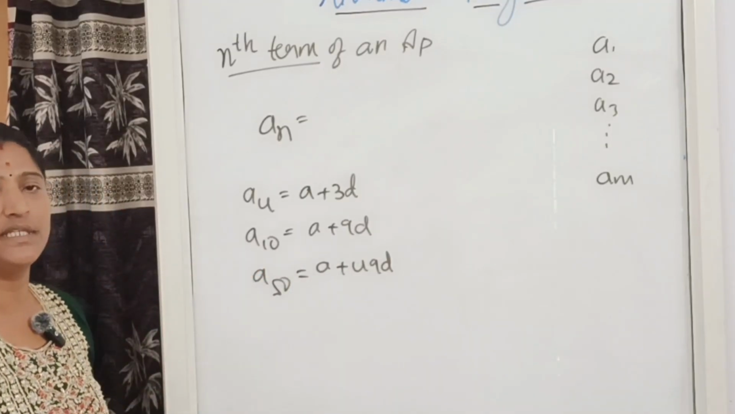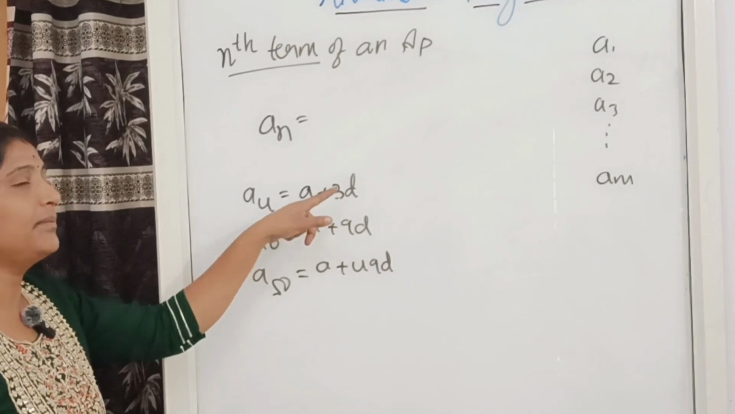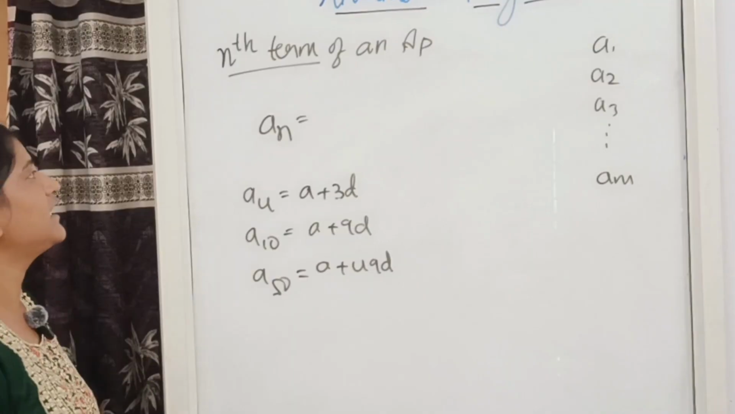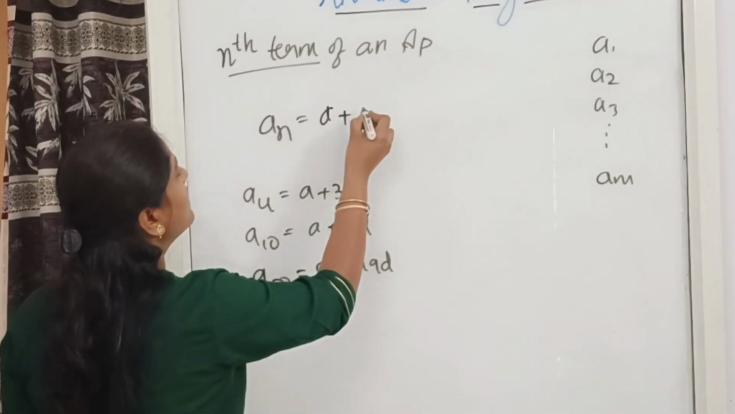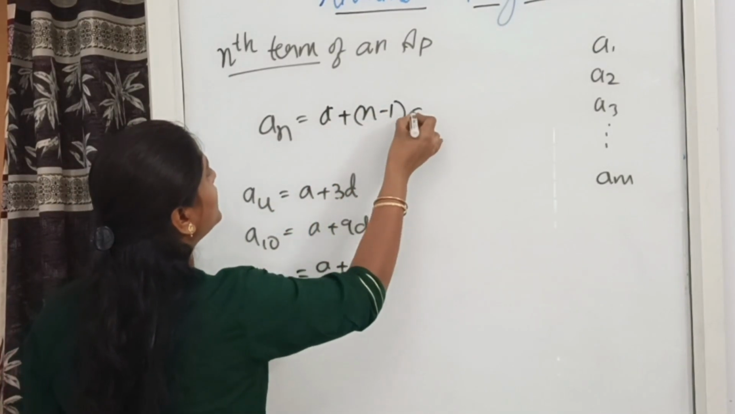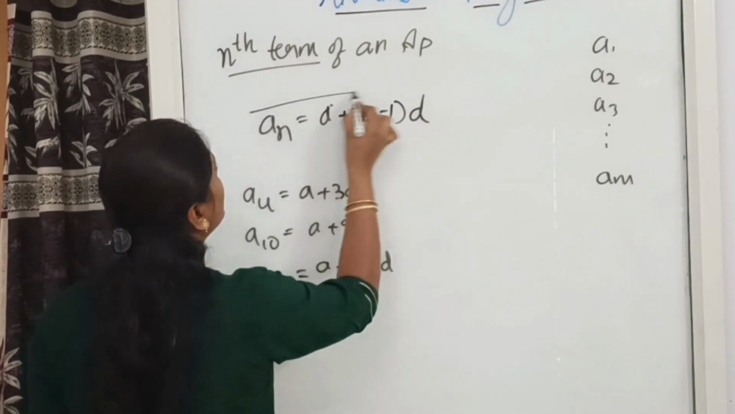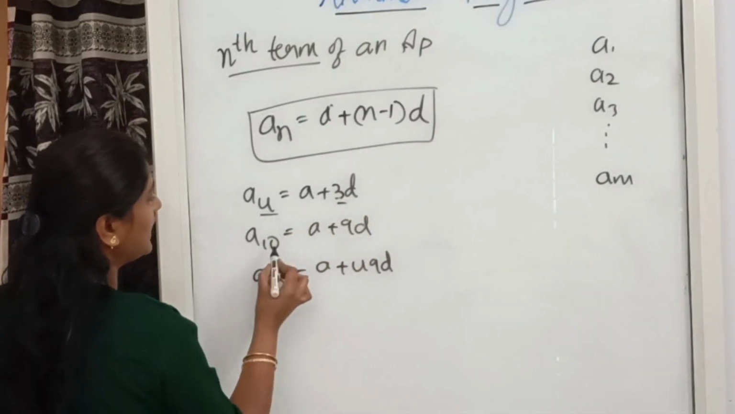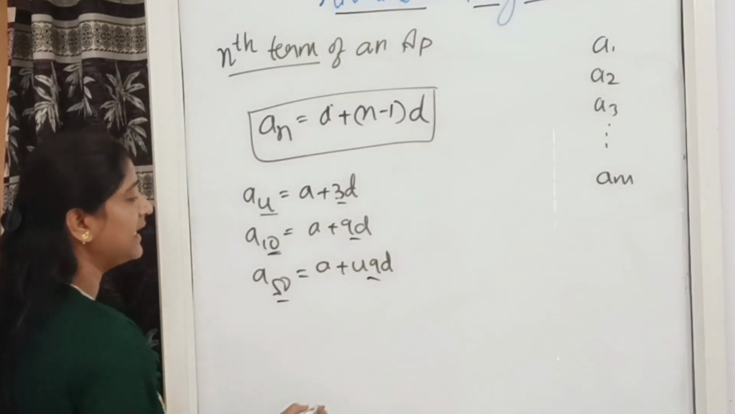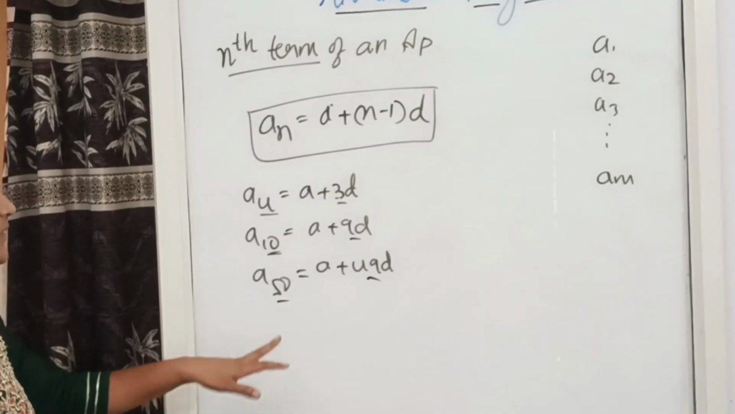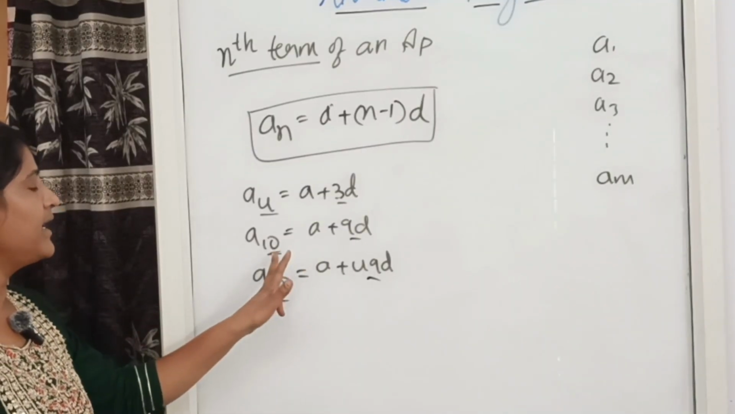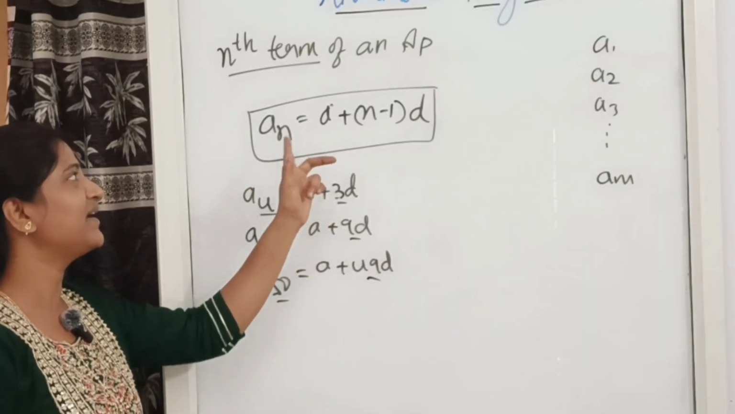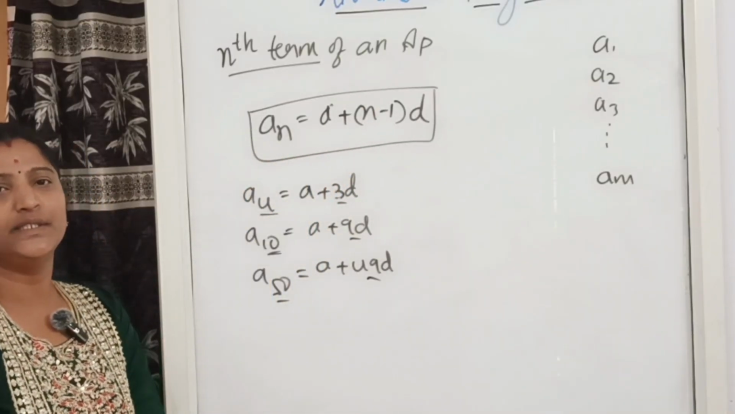So what you have to observe here is that this D is multiplying with minus 1 of it, is it not? So in that way, nth term is A plus n minus 1 into D. Is it clear? Why is it n minus 1? Look here, 4 is there, 3; 10, 9; 50, 49. So minus 1: 50 minus 1, 49; 10 minus 1, 9; 4 minus 1, 3. But here it is the nth term, so that is why n minus 1 into D.